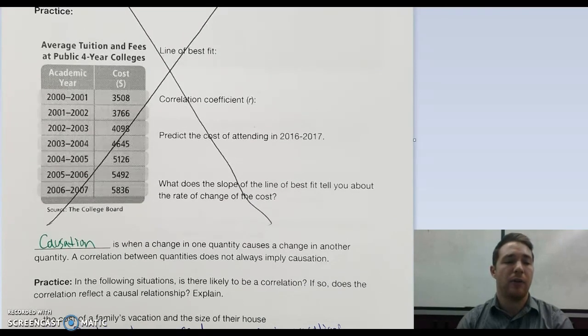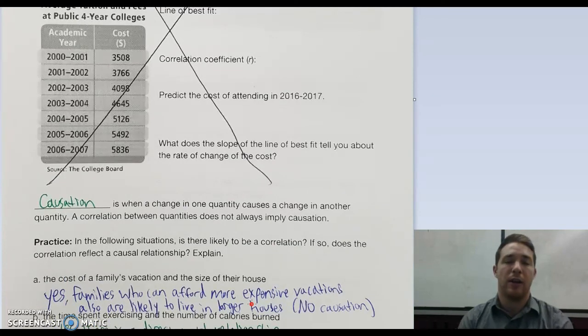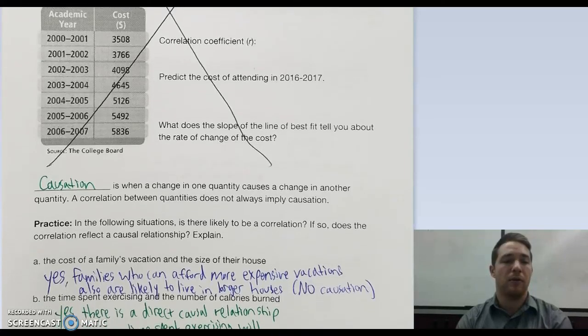The cost of a family's vacation and the size of their house. So this would be an example where these would be correlated, but one is not causing the other. So yes, I would say that families who can afford more expensive vacations, so that as the cost of their vacations go up, you're probably also likely to live in a larger house, because if they can afford a larger vacation, they can afford the larger house. I would say, though, that there's no causation there. One's not causing the other. The size of their house doesn't affect the vacations that they take. It's just the fact that they can afford the bigger vacation, they can afford the bigger house. So they are correlated.